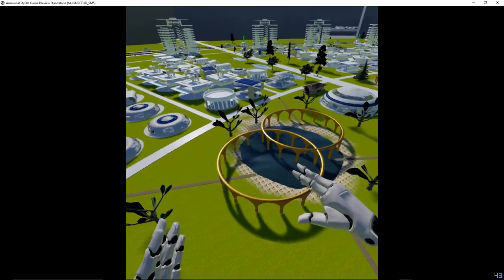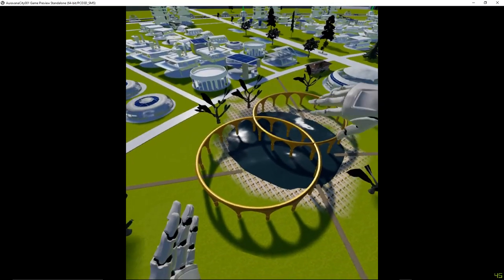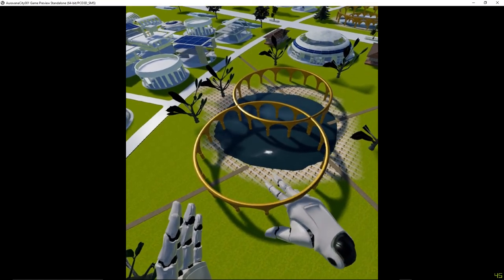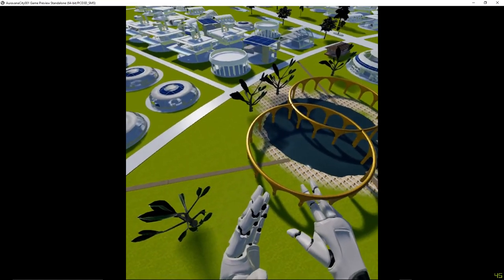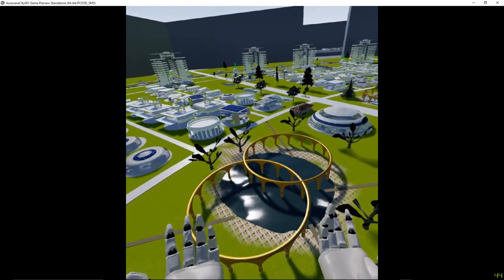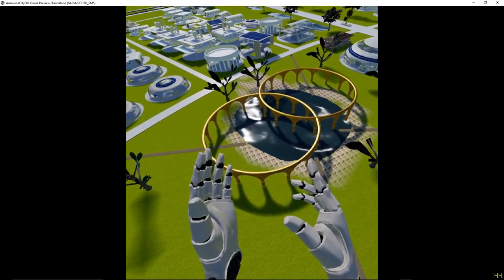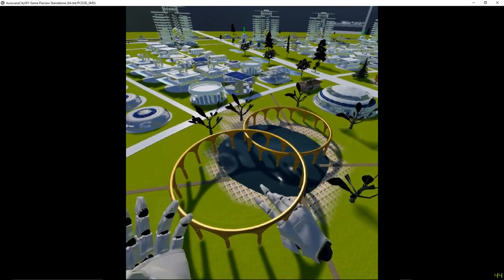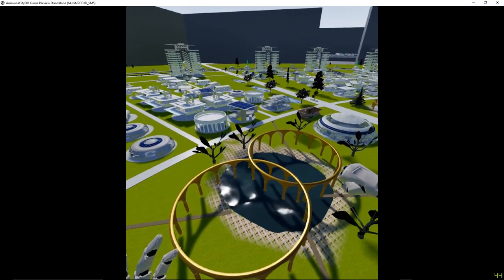Now this is supposed to be a natural pond. Unfortunately, this sand texture is not appearing correctly. I don't know why it's not appearing correctly. When I bake it, it tends to appear like that. Maybe you can help me out with this. But you can actually pick up these arches and put them back. Pick up the arch like that.